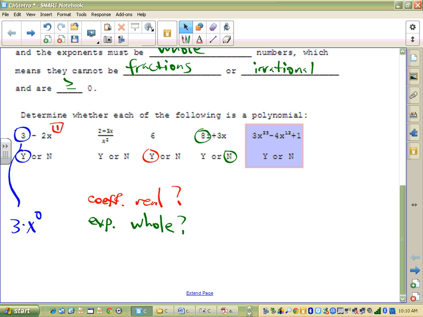So if we look at this one on the end, 3, that's real. -4, that's real. 1, that's real. So the coefficients are real. Exponents are 23, 12, and 0. So yeah, that last one on the end, that one is a polynomial.